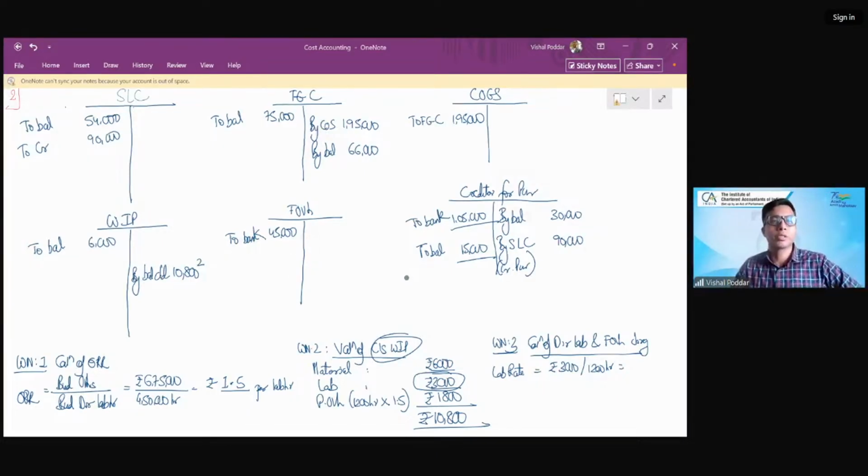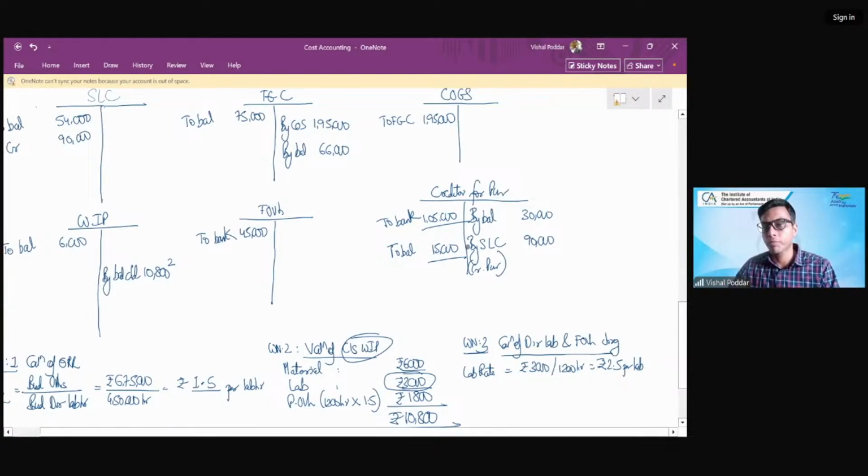Yes, so it is correct. Tejaswin, yes, Anurag, Manivanan, correct. So I'm getting this rate as 2.5 per labor hour. Now, using this rate, I will find out my labor cost charged. I will find out my production overheads charged.